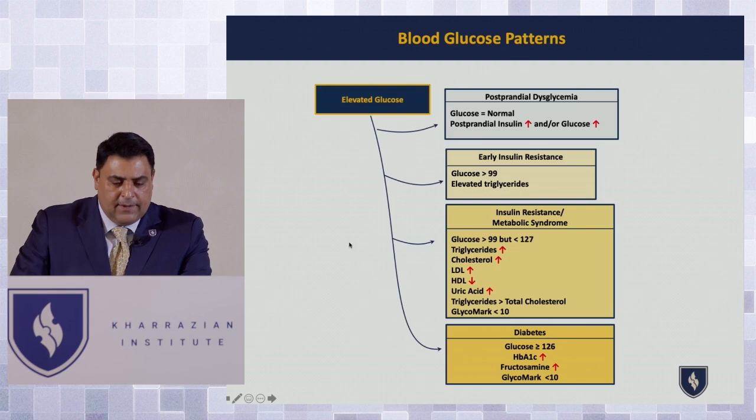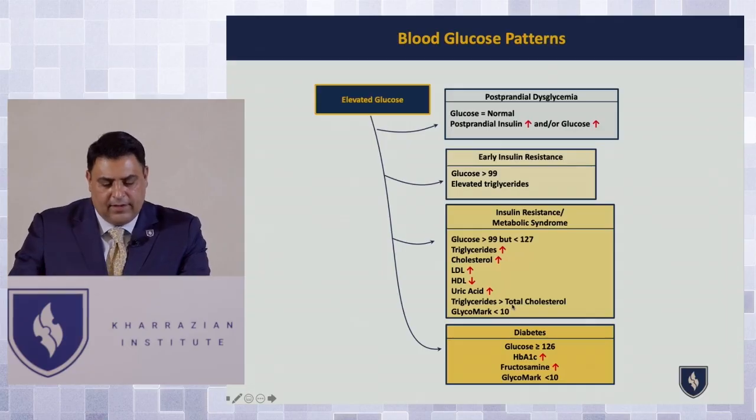Here's the patterns for blood sugar patterns. Postprandial dysglycemia, you may have to do a postprandial insulin and glucose response to see those early signs. With early insulin resistance, glucose is greater than 99, triglycerides can go up. Once they actually get into metabolic syndrome, that's where you start to see their triglycerides elevated. Many times the triglycerides are higher than their cholesterol.